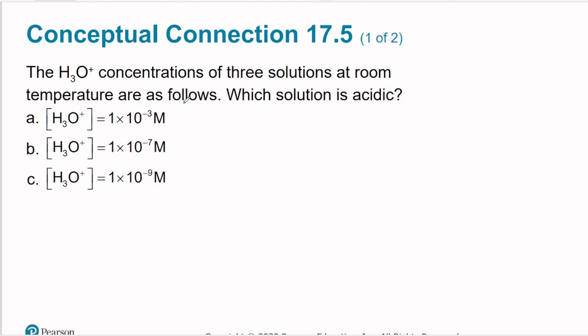The hydronium ion concentrations of 3 solutions at room temperature are as follows. Which solution is acidic? A, B, or C? 1 times 10 to minus 3, 1 times 10 to minus 7, 1 times 10 to minus 9. So A has a higher hydronium ion concentration. It is greater than 10 to minus 7, so this one is acidic, this one is neutral, and this one is basic.